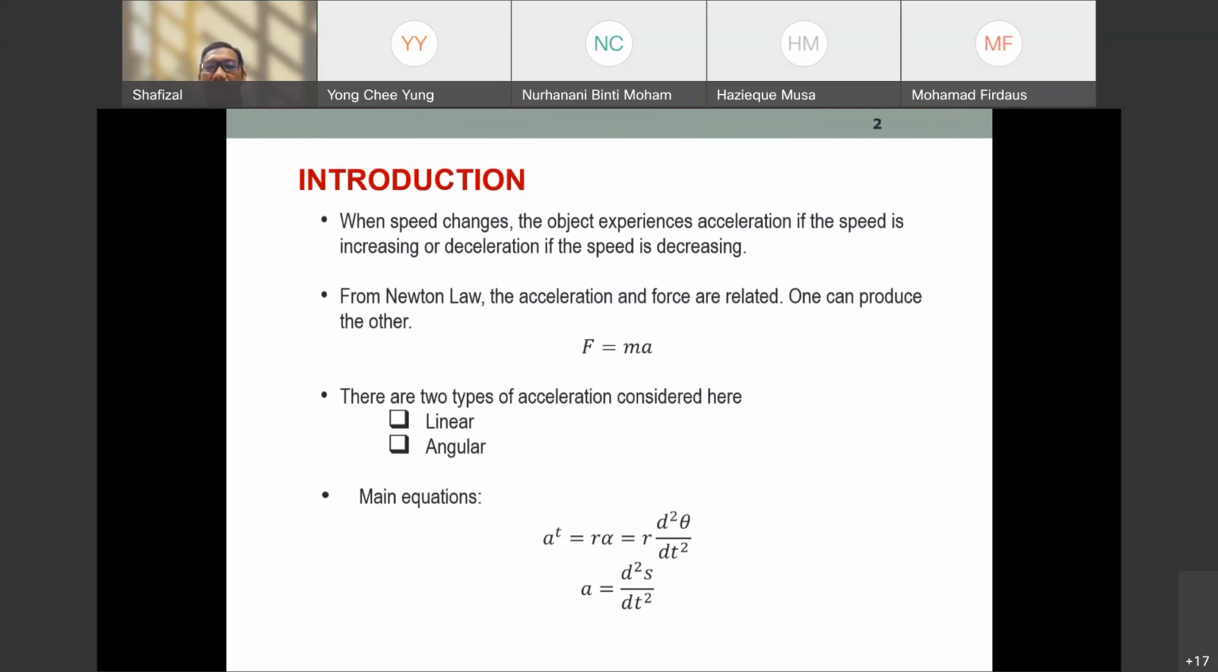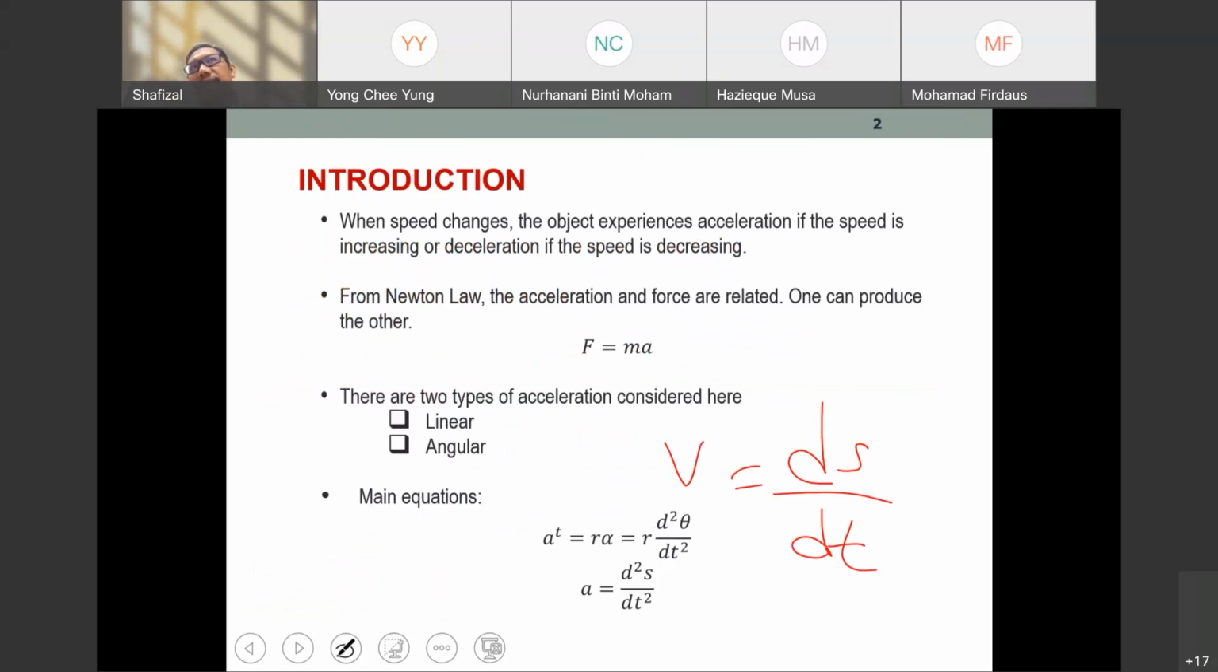And basically for acceleration there are two types, the linear and angular, similar to what we have discussed in velocity. Velocity also has two, linear velocity as well as angular velocity, right? It is also the same for acceleration. There is linear acceleration as well as angular acceleration. So the main equation for acceleration: we have velocity equal to ds/dt, isn't it? The change in distance over the change in time, right? What do we do? We differentiate, right?